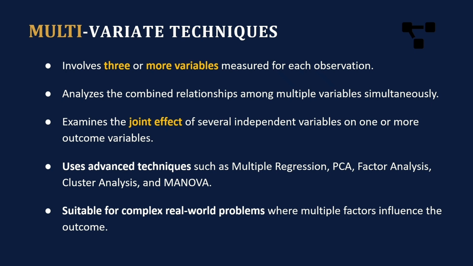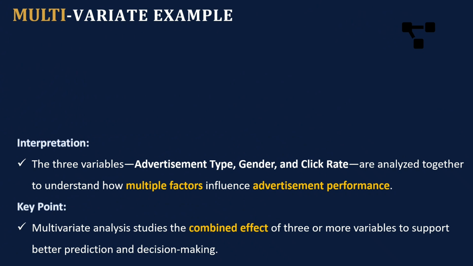For example, suppose we want to predict a student's academic performance. The outcome may depend on several factors like study hours, attendance percentage, previous academic performance, and participation in extracurricular activities. Since multiple variables are involved in the result, this is the main approach that we use for multiple variables. In multivariate analysis, we also study the joint effect, which involves one or more outcome variables. This helps us understand how different factors work together to get the final results. Several advanced statistical techniques are also used in multivariate analysis.